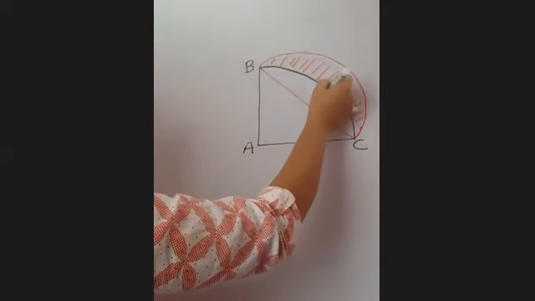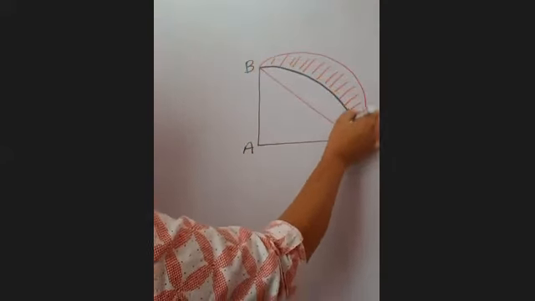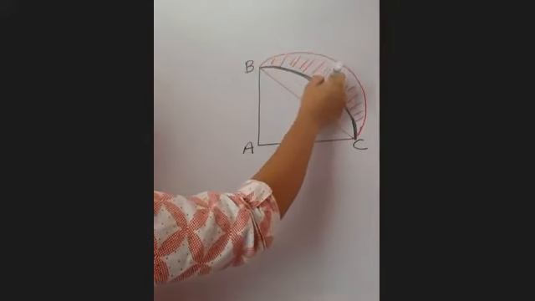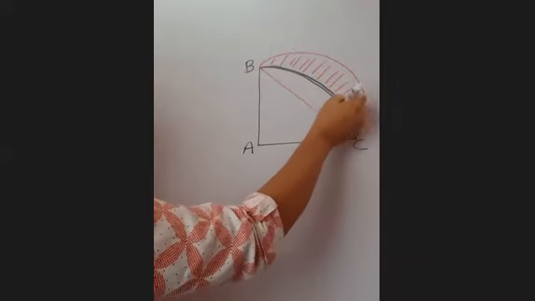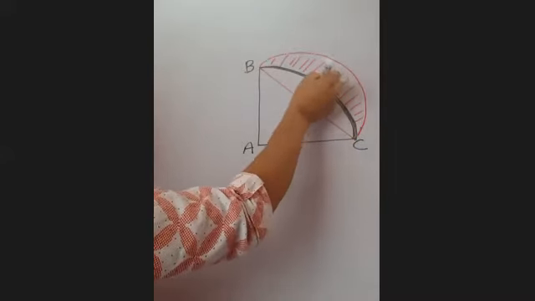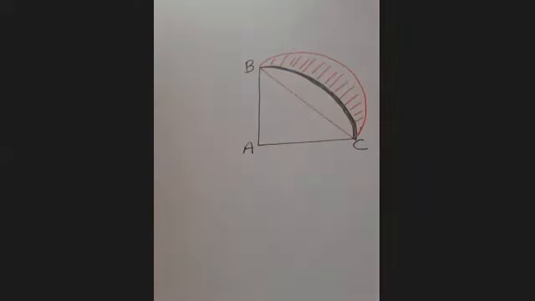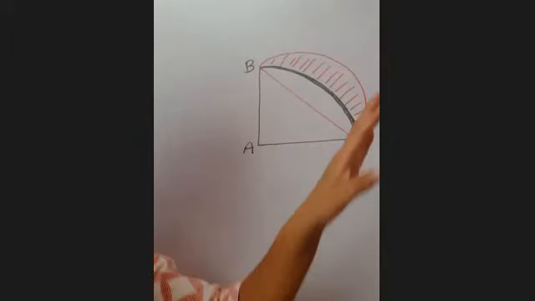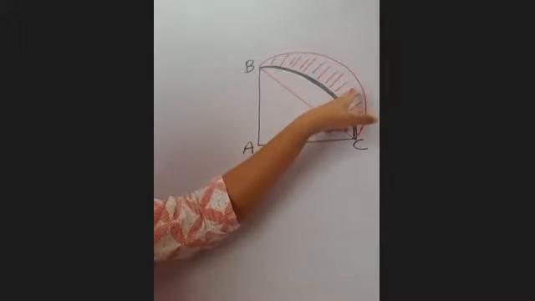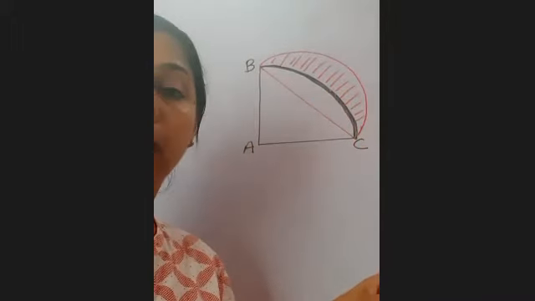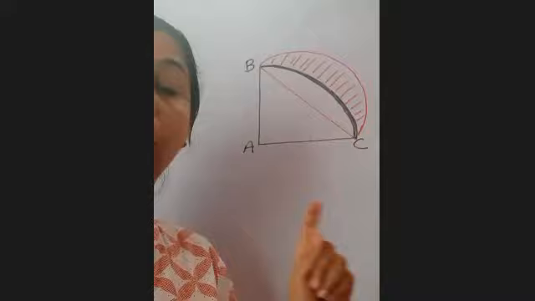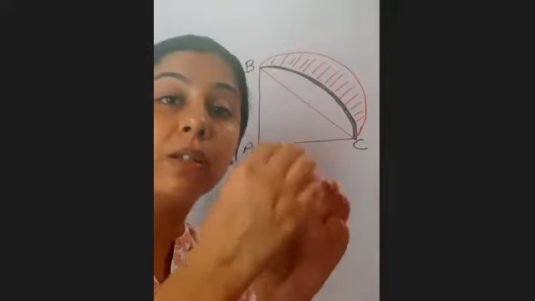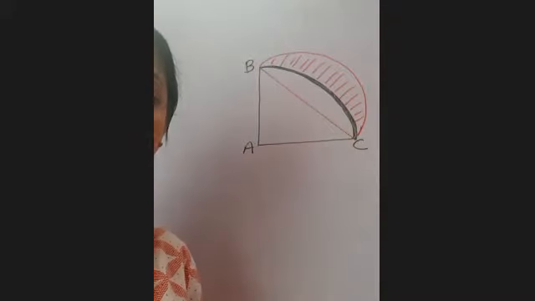This is the boundary of the quadrant. I am highlighting it. And the figure marked in red is for the semicircle. So one thing is clear, that this shaded portion is not a part of the quadrant, right? Also, it is not the entire semicircle. It is just a part of the semicircle.